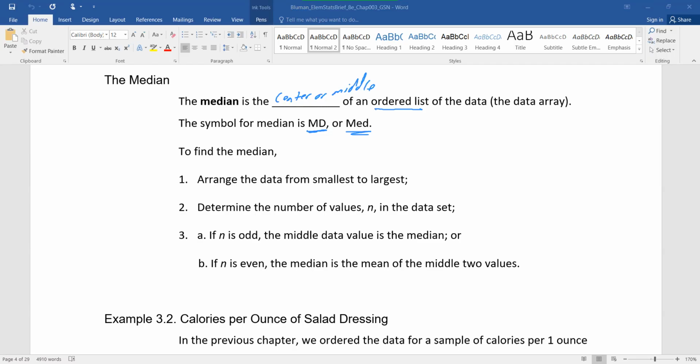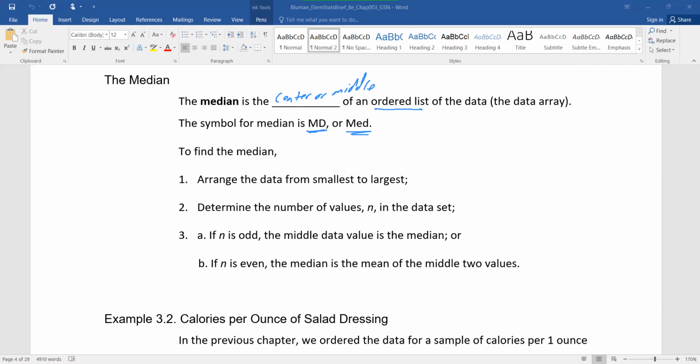To find the median, again, you're going to arrange the data from smallest to largest, but it doesn't have to be. It can go largest to smallest. We're then going to determine the number of values in the set. So for instance, we had 30. And then what you want to do is find if n is odd, the middle data value is the median. But in our case with 30, what's halfway between 30 and 30? 15, right? So you'd have to go 15 from the left, 15 from the right. And since the n was even, you would add those two numbers up and divide that by 2 to find the middle number between the two values.